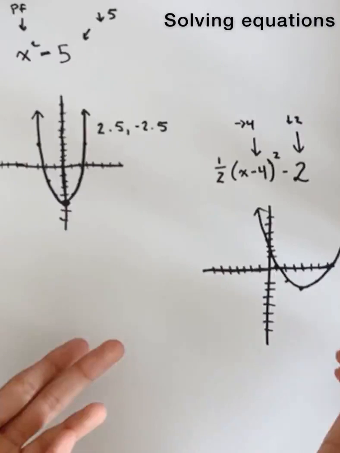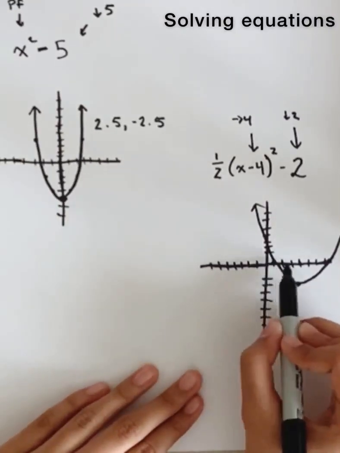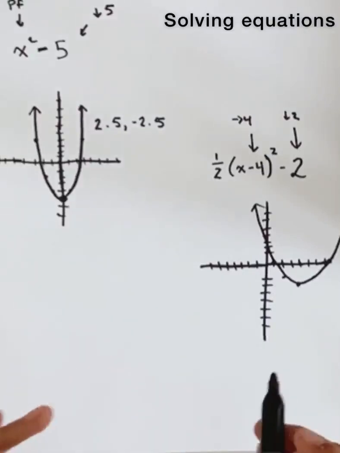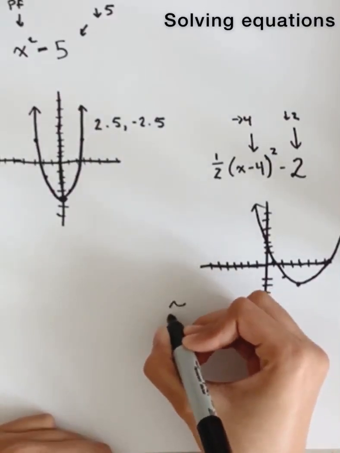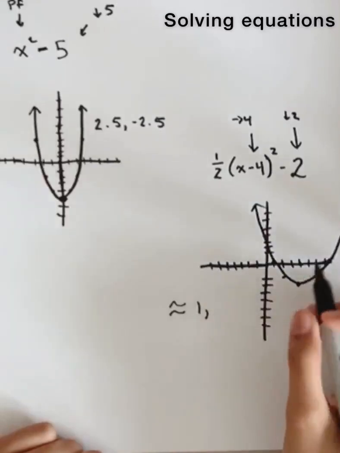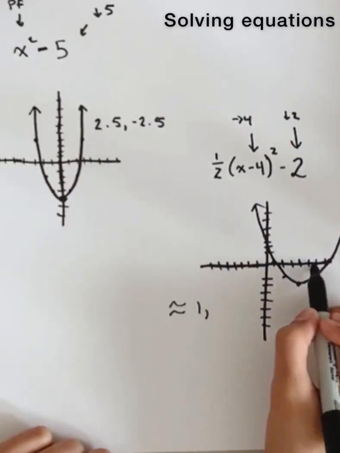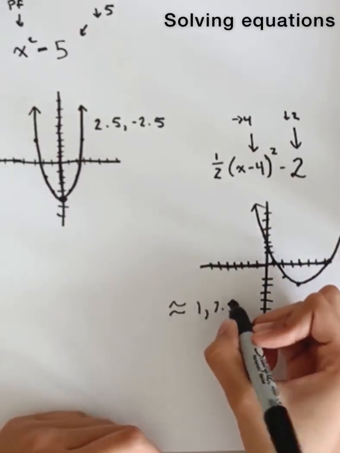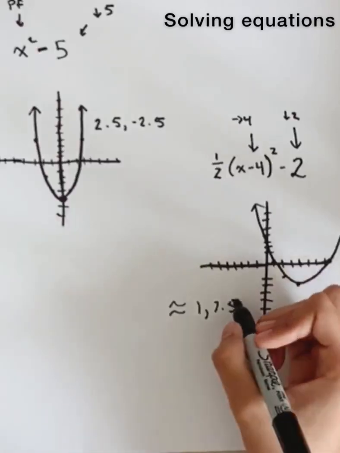Oh wait, I didn't even tell you what the answers are. So let's see where this one is. It's pretty close to 1. And this just has lots of approximations. So it's about 1 and 2, 3, 4, 5. 1, 2, 3, 4, 5, 6, 7. And like 7.5-ish. So those are the answers for this one.